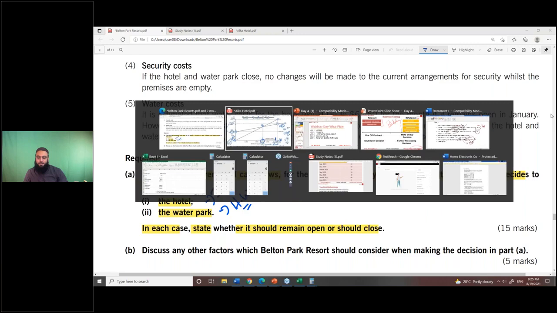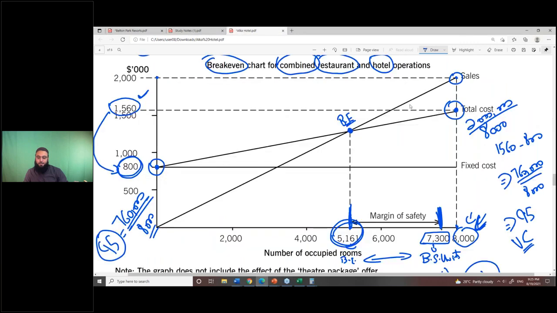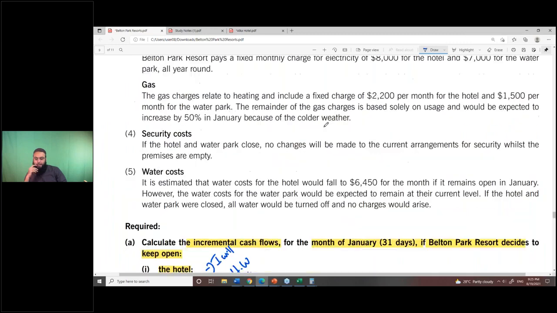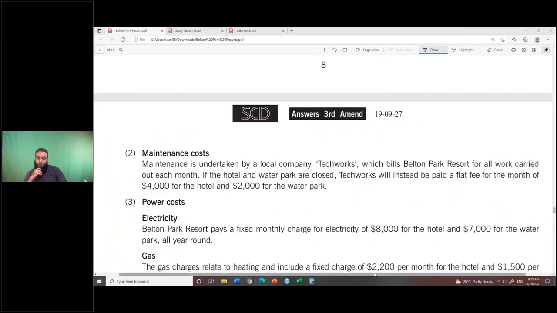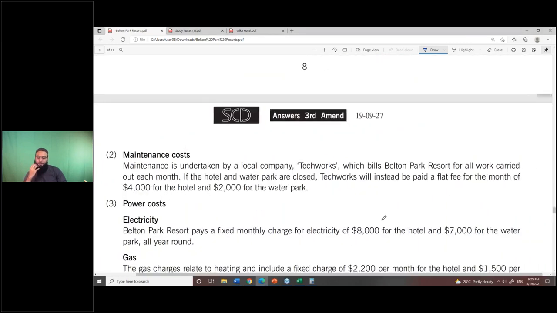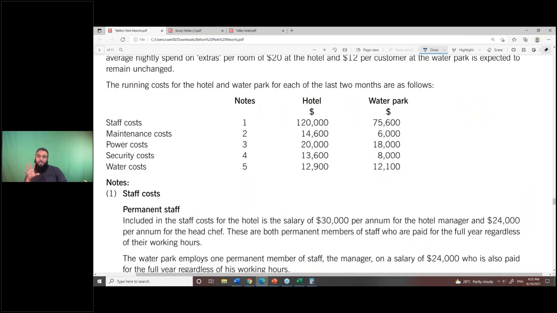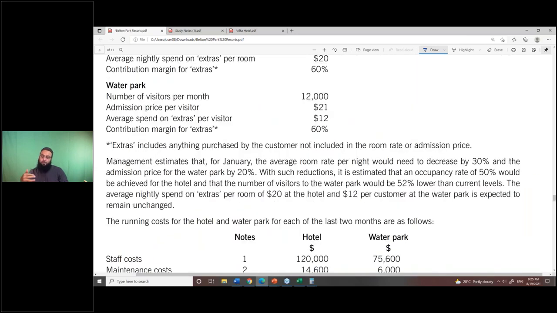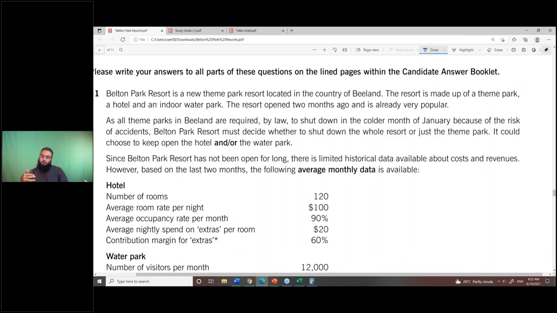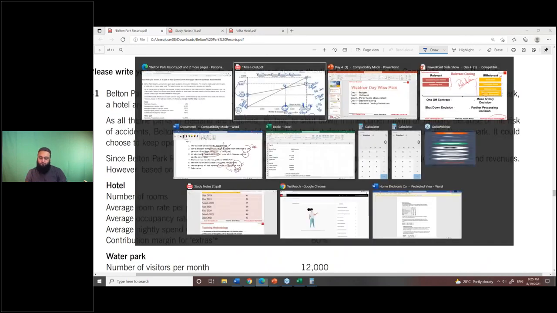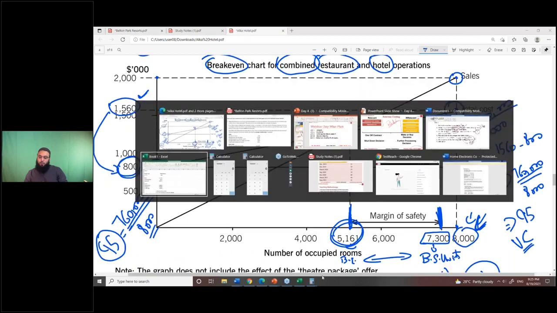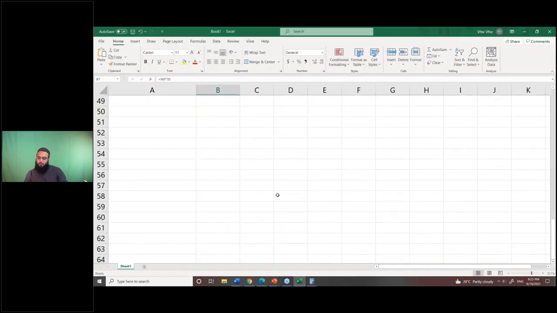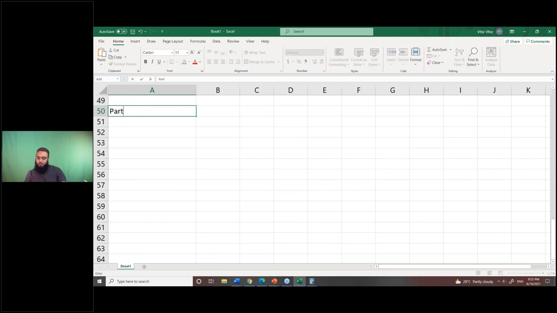Now, let's begin with this question. We have to take a decision whether we have to keep it open in January or not. So think about relevant and irrelevant items. For that, the rule of 6 is important. I will solve this on a spreadsheet again, considering this is a CRQ question. So we'll solve this on a spreadsheet. Part A. Okay.